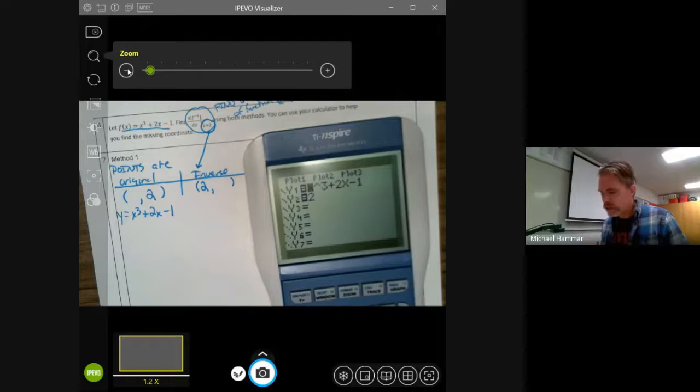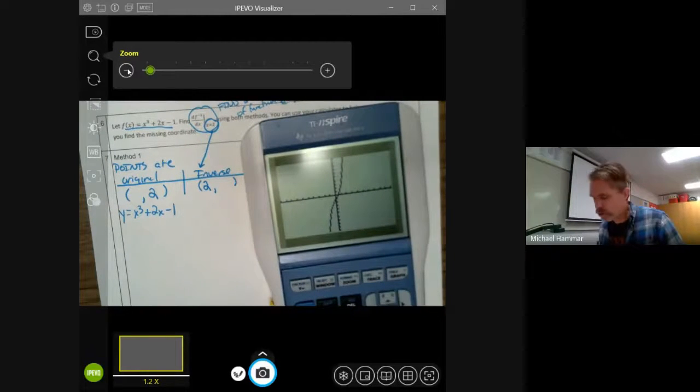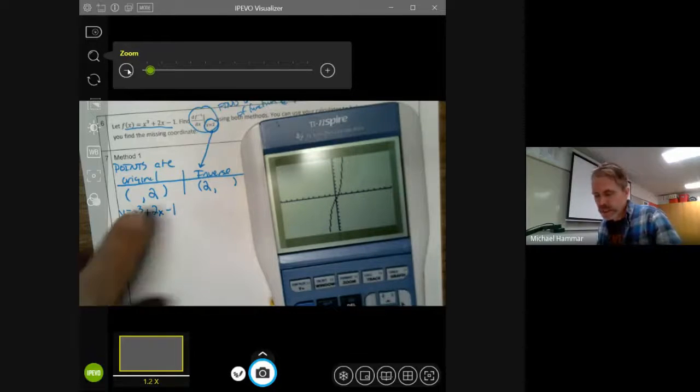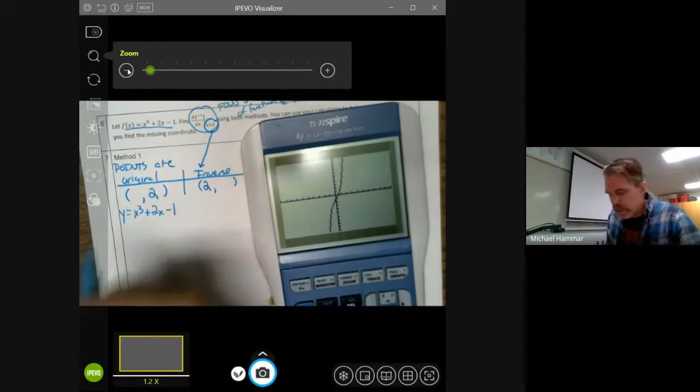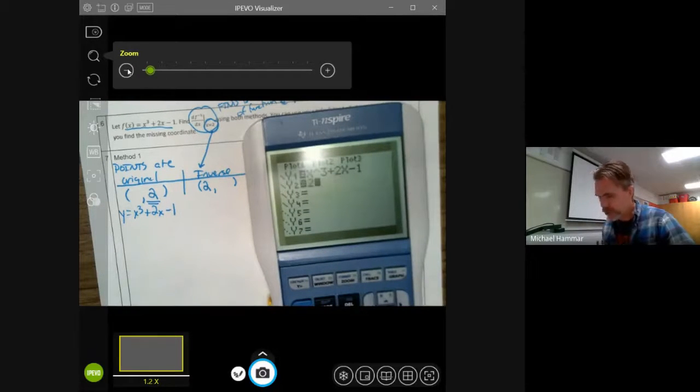Because that's our original function, I'm going to graph it. I like to use a standard window. So we graph the function, y equals x cubed plus 2x minus 1. We need to figure out what the x value for the original is. But notice, for our original function, y equals 2. So I'm going to go to y equals again, and I'm going to put in 2. I want to find the x value where y equals 2. So let's graph that.